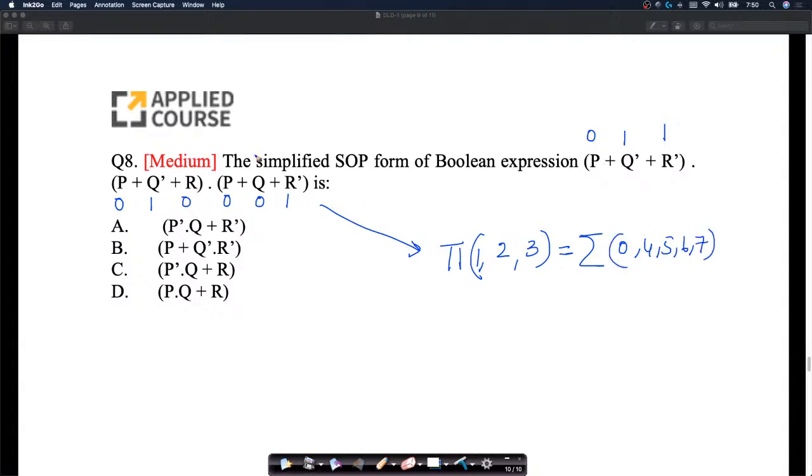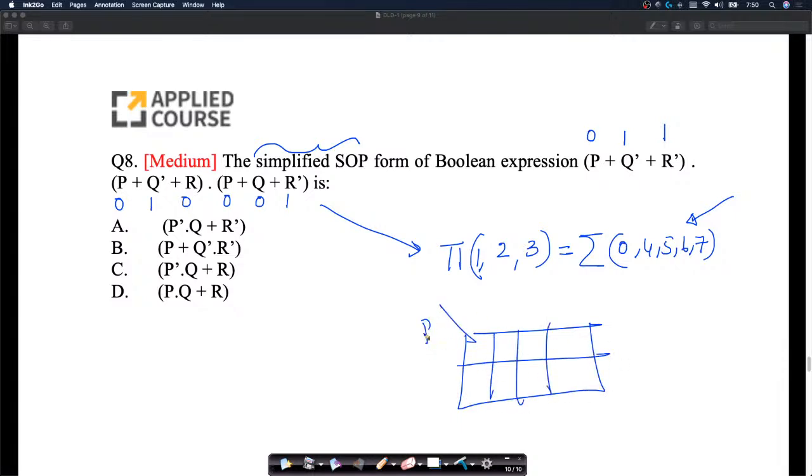Now the question says, what is a simplified SOP form of it? Again, I always prefer drawing my K-maps in SOP because I'm just used to it. Lesser chance of errors. Okay, so let's draw this down now. So you have PQR. You have P here, QR here, 0, 1, 0, 0, 0, 1, 1, 1, 1, 0. Okay, you have 0, so which means here. Then you have 4, 4 is 1, 0, 0.